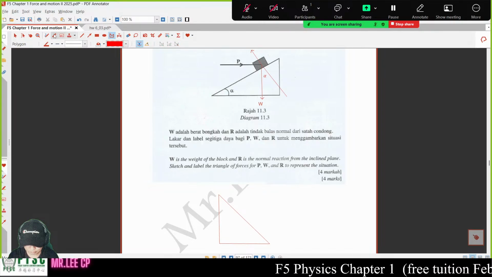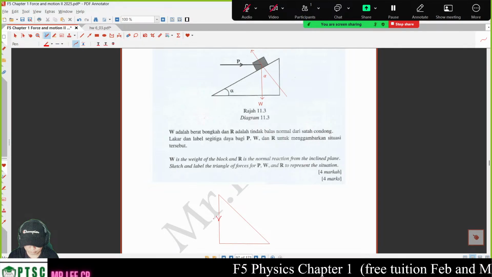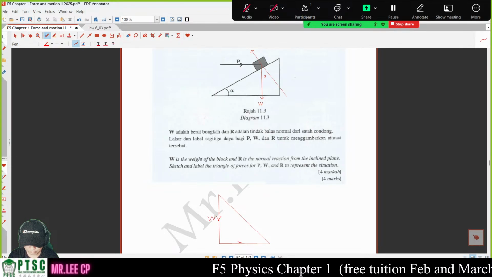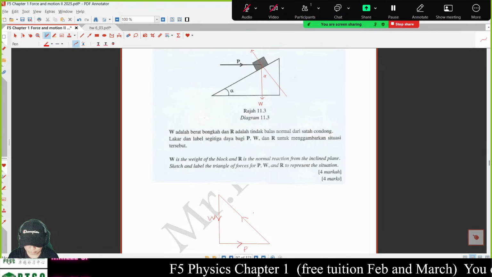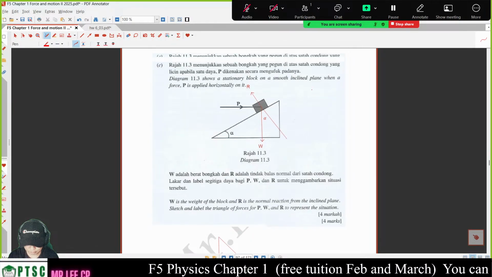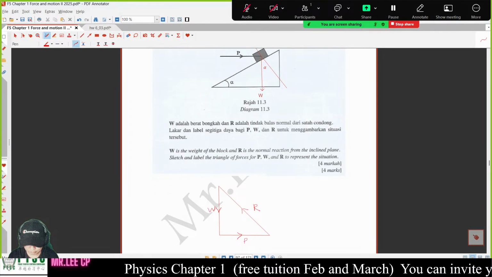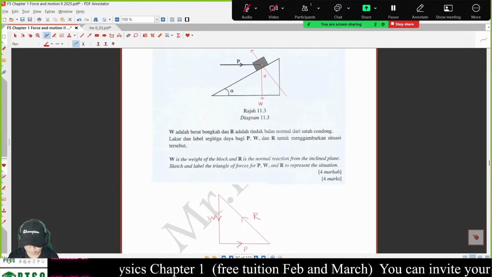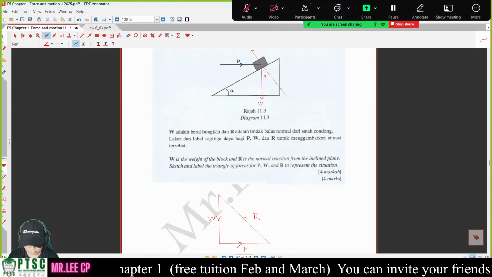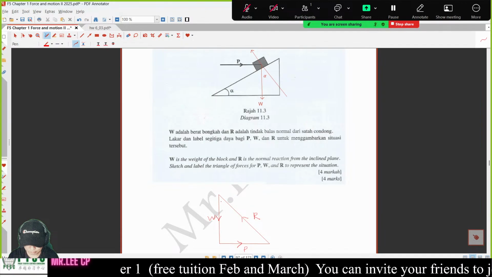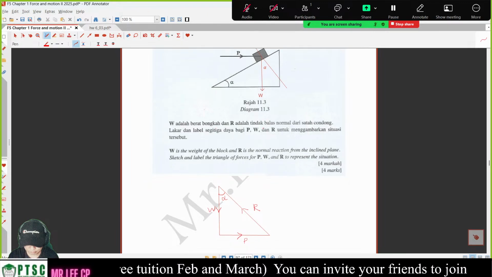Okay, so I am going to put it in. This is W. This is P. This is R. R is in this direction. Then alpha, put it in. Most of you will not put in the alpha. Alpha is between the weight and the R. So this angle is alpha.